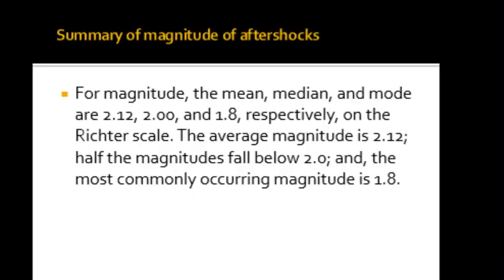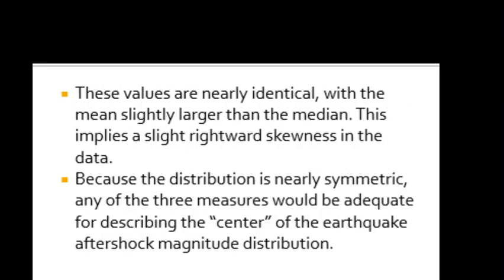So let's look at the interpretation, or the summary, of these numbers. For the magnitude, the mean, the median, and mode are 2.12, 2.0, and 1.8. What does that mean? On average, the magnitude is 2.2. Half of the magnitudes fall below 2.0, and the most commonly occurring magnitude is 1.8. These values are pretty similar to each other, and we also looked at the graph. It was slightly skewed. That's what we see here. The mean is slightly larger than the median, but for the most part, it's symmetric. And then any of the three measures could be used to describe the center of this distribution.